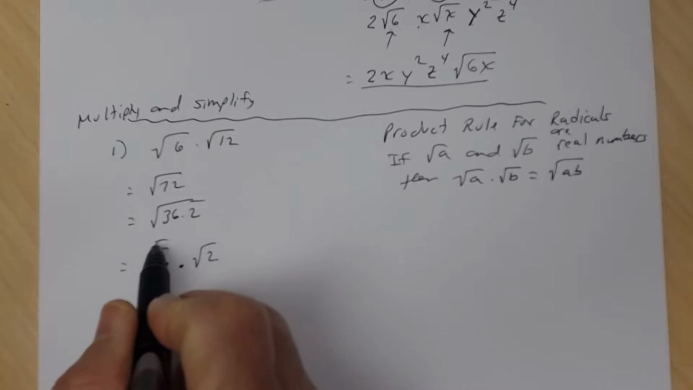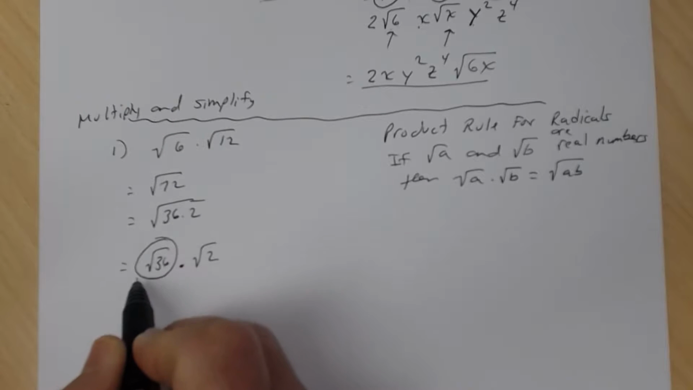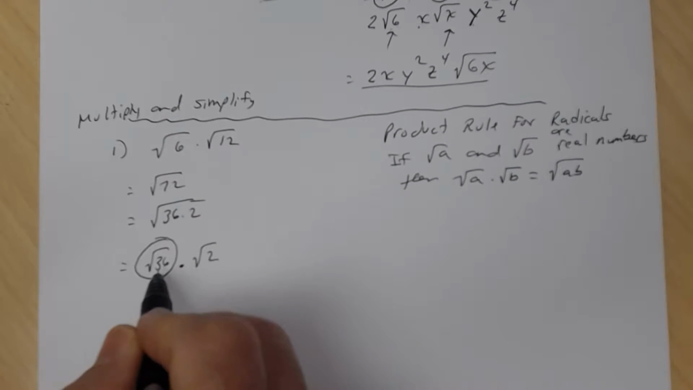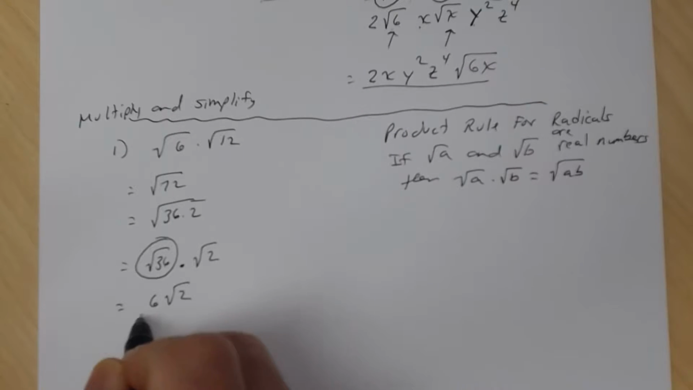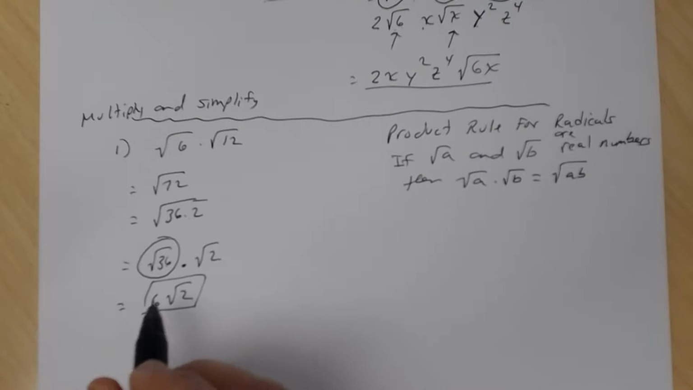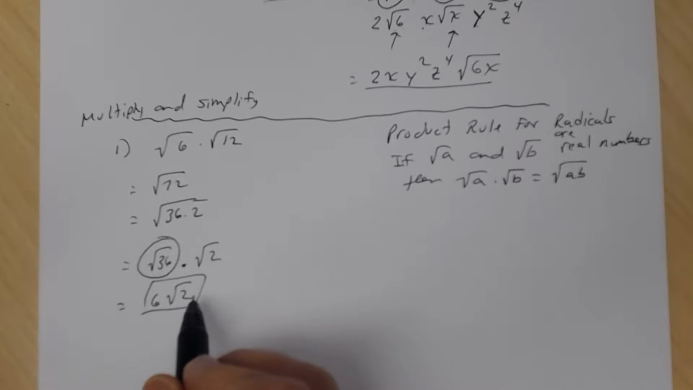And I'm going to circle the part I can simplify. So I can simplify the square root of 36 because 36 is a perfect square. And so I get 6 square root of 2. And so that's your answer. And remember, always put the radical on the outside, on the end. Put the radical on the end. So the square root of 2 will go here.